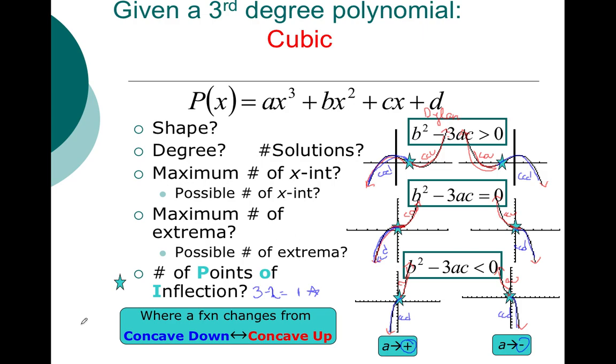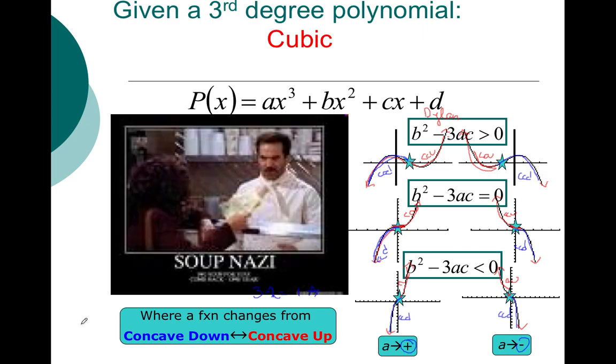For cubic functions, you have a formula to find the exact placement of the POI. There's the soup Nazi. Look it up sometime. It's pretty cool.